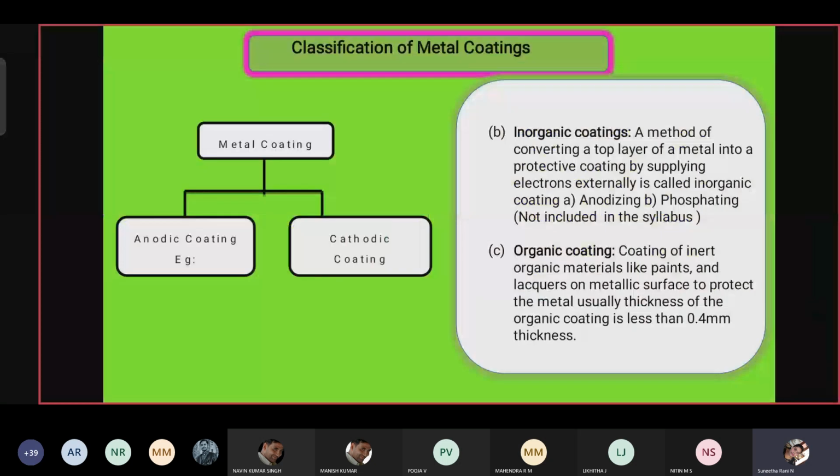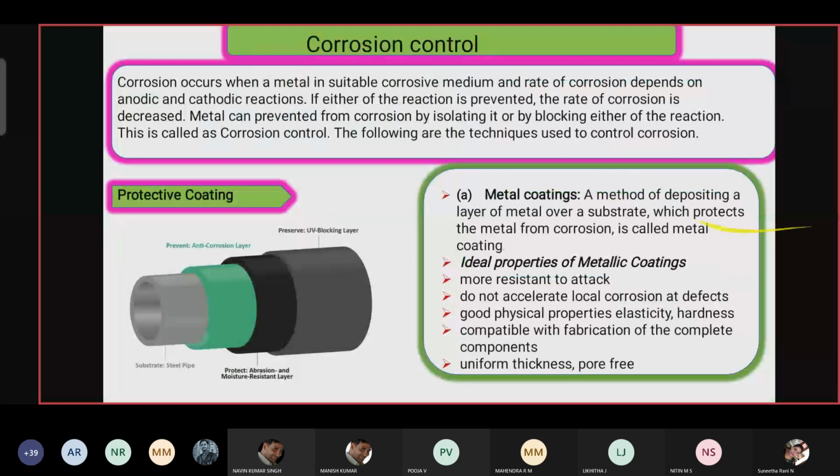But now you write down this corrosion control, write down this protective coating. First you write protective coating surfaces. Can you see the slide? Is the slide visible or not? Visible, ma'am.